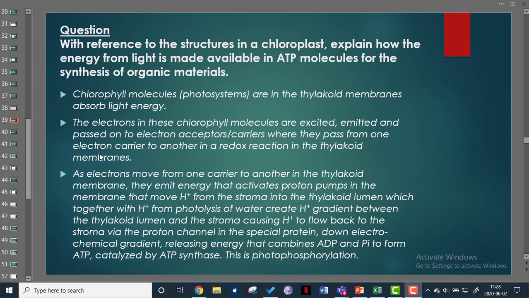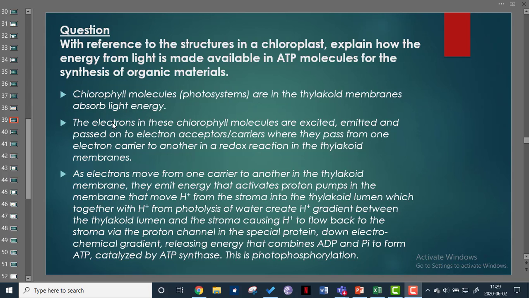Now, what are we referring to here? Here we are talking about the electron transport chain. When the chlorophyll molecules are excited, they get emitted because of the energy that they possess. Then from there, they are passed through the electron acceptors or carriers. As they pass from one electron acceptor to another, you realize that they will lose the energy. Now, when an electron acceptor picks up an electron, we say that it becomes reduced. And when it loses the electron, it becomes oxidized. And in that case, we say it's a redox reaction. Now, this one occurs in the thylakoid membrane.